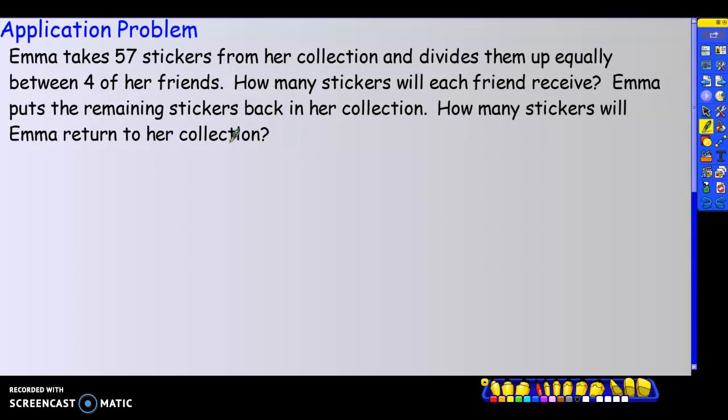Okay, so we've got 4 friends, and Emma is giving away her stickers between these 4 friends evenly. If she starts with 57 stickers, we know that we are going to divide 57 by 4 friends. Okay? And we're going to see if she has any stickers left over that she's going to keep. Okay, so she'll keep whatever is remaining. Alright, so let's go ahead and try this out.